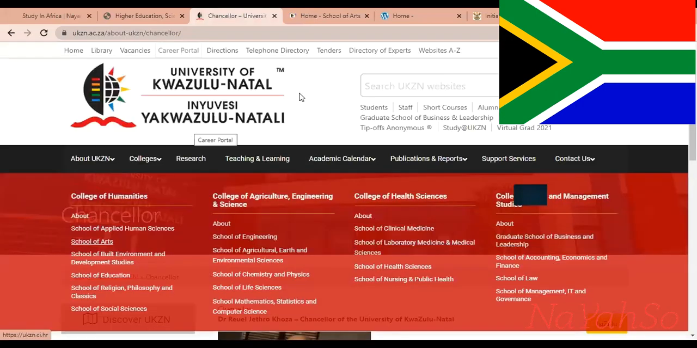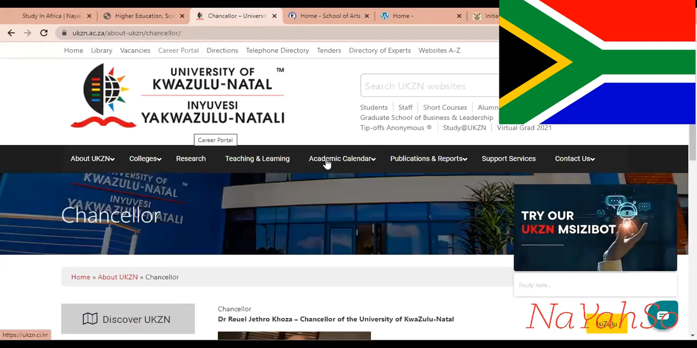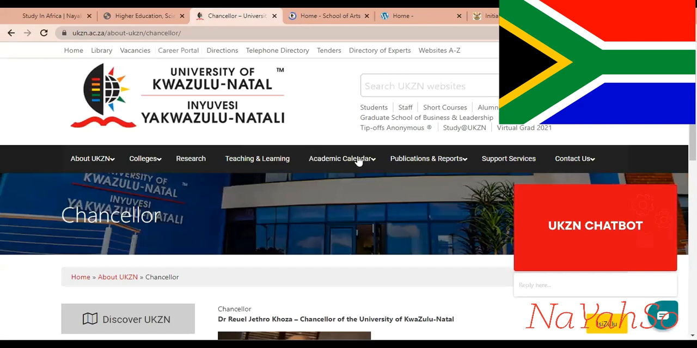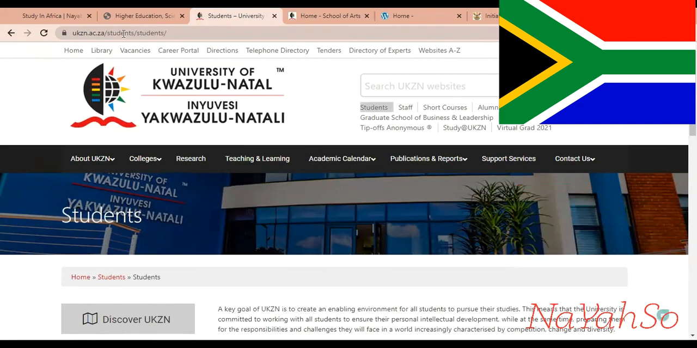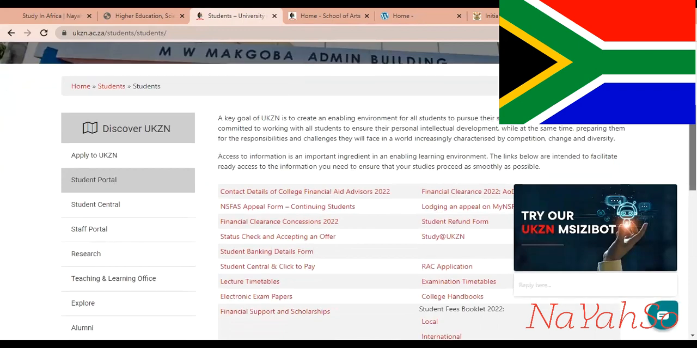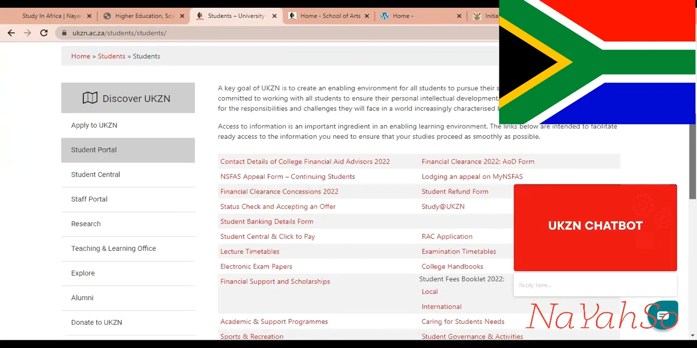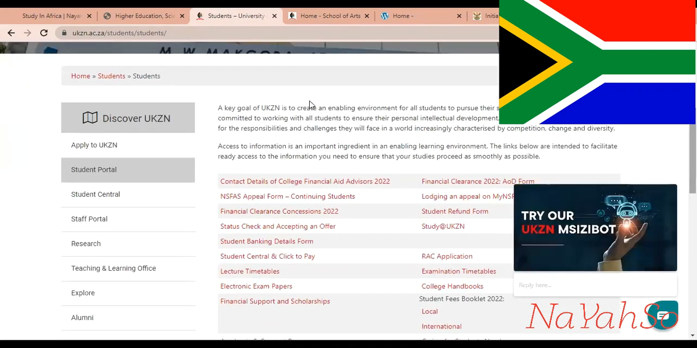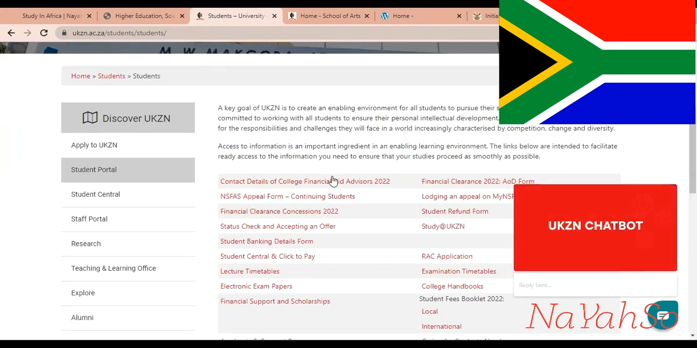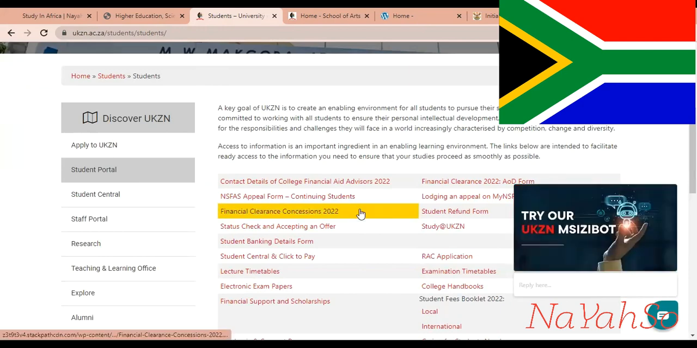Want to see what opportunities and information, if any, they have for admissions. So again, it changes the URL, /students/students. So it's all the key things that they're provided for students. A goal, create an environment enabling all students to pursue their studies. And here you can have details about contacting, financial clearance, status, banking forms, lecture timetables, exam timetables.